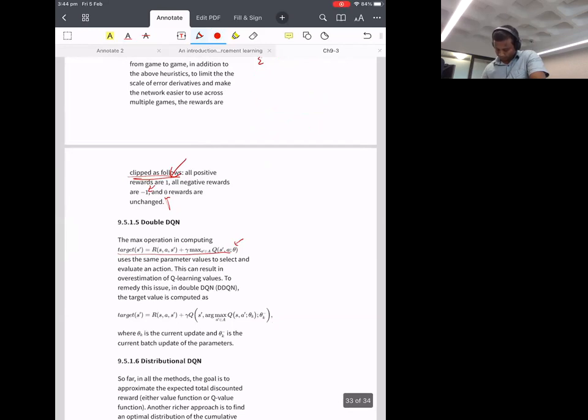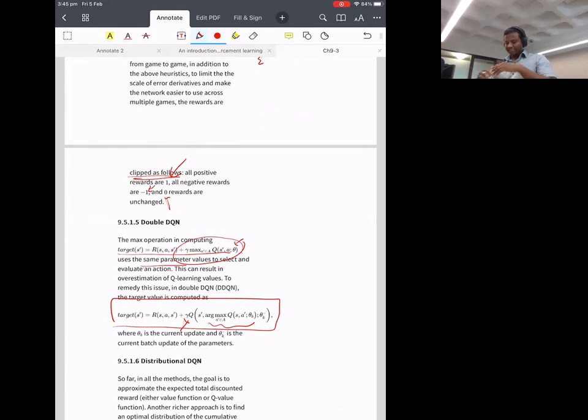Also, for evaluating action, that comes from here, it is also done with the same parameter. To avoid that, the target is actually modified a little bit. Earlier, we had a maximum here, and where this expression was, the action was selected in this Q value.